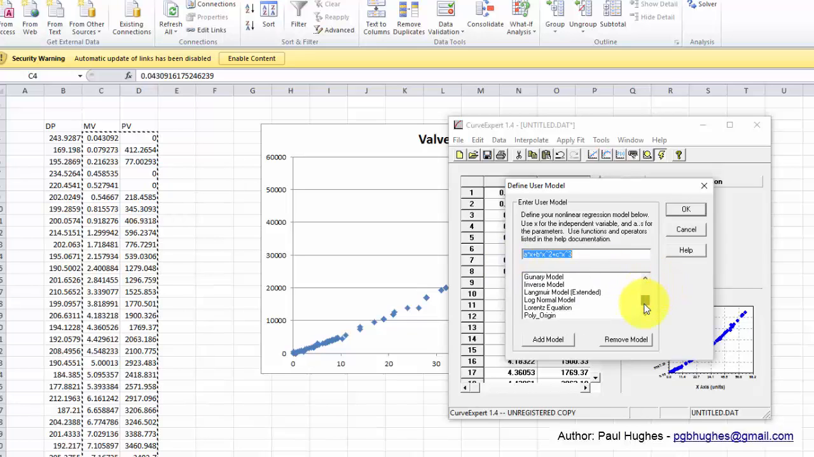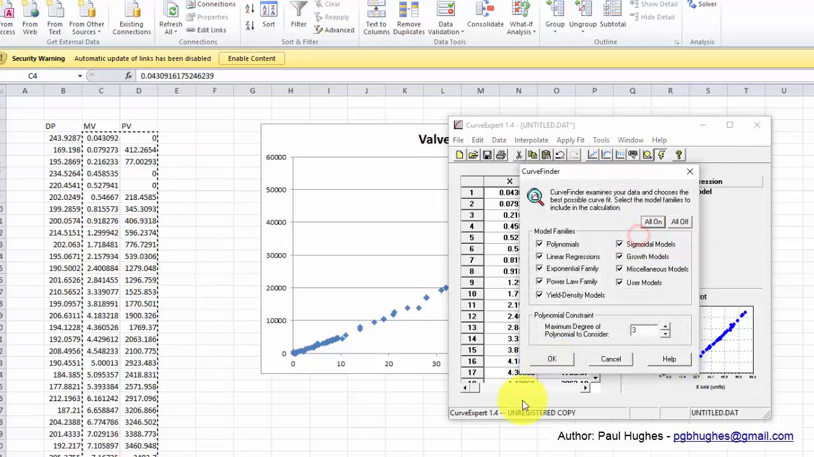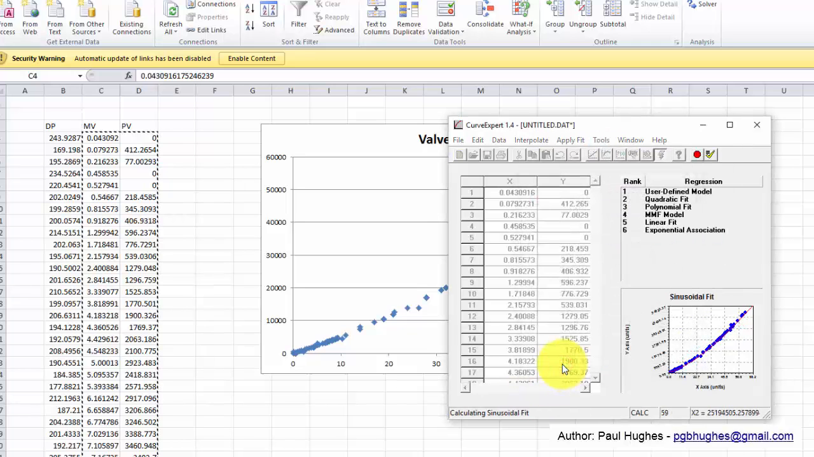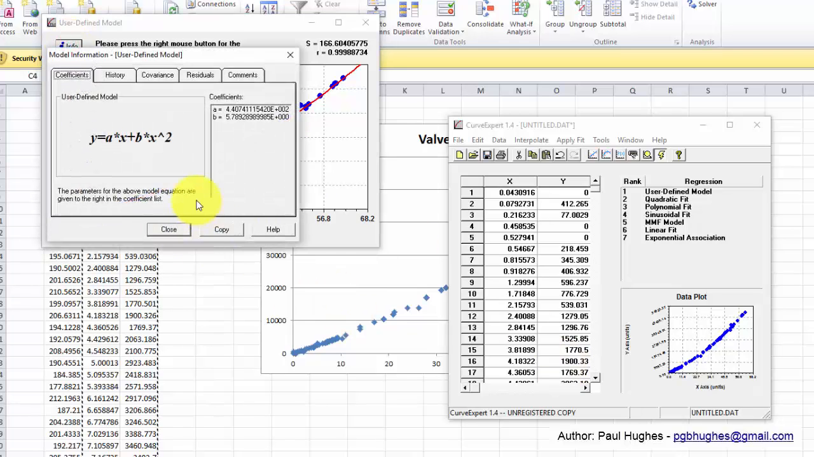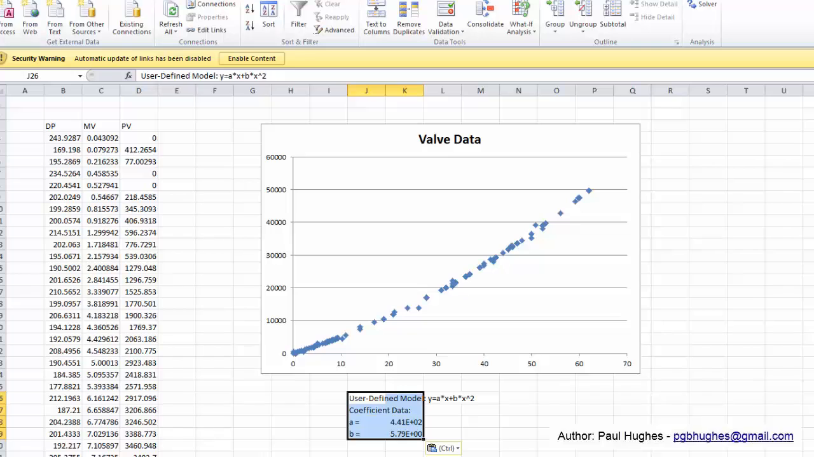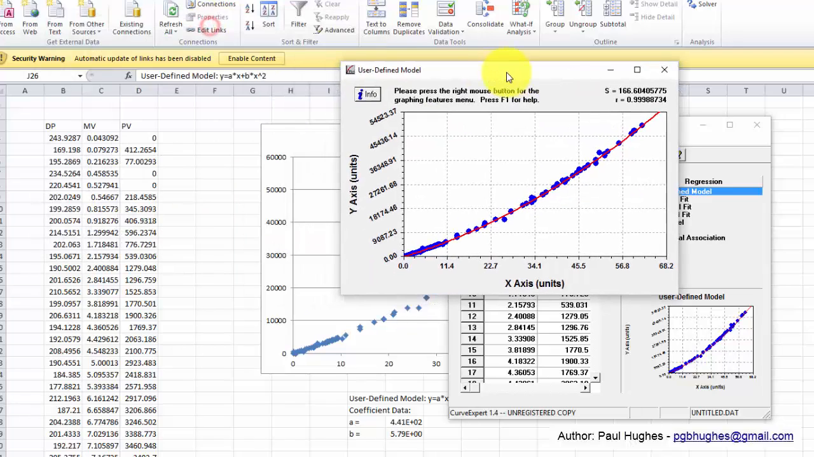So I've created a user model here, which is poly origin, which is a quadratic which goes to the origin. And gives a very good fit, or we can tell it to go through all the models and decide which one is the best. That still comes up with the user-defined model. I see the information is there. Copy that equation. We have the equation. And you can see it's very good curve fit. So now you've actually just got a quadratic equation, which does exactly what you need.